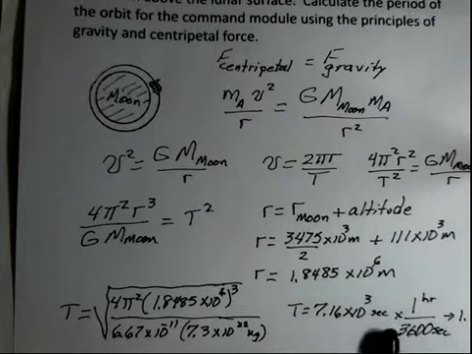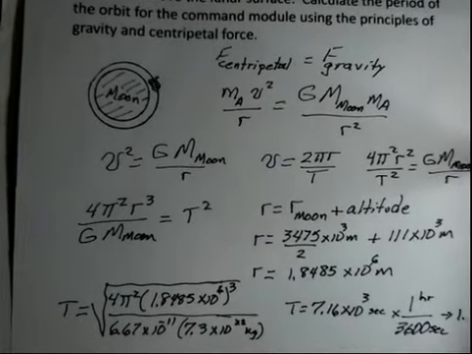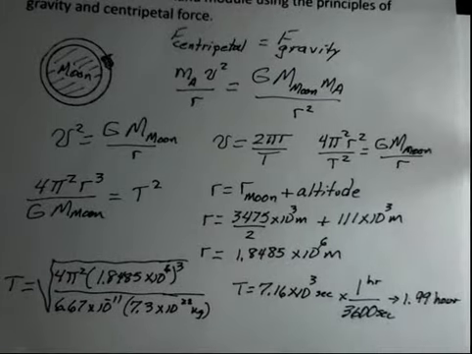To convert that to hours, 1 hour is 3,600 seconds. So divide by 3,600, and I find that roughly it was 2 hours. The Apollo command module, after it dropped off the lunar lander, is going to be back in 2 hours' time, and then another 2 hours roughly. 1.99 hours for the period of the orbit for the Apollo command module around the moon.